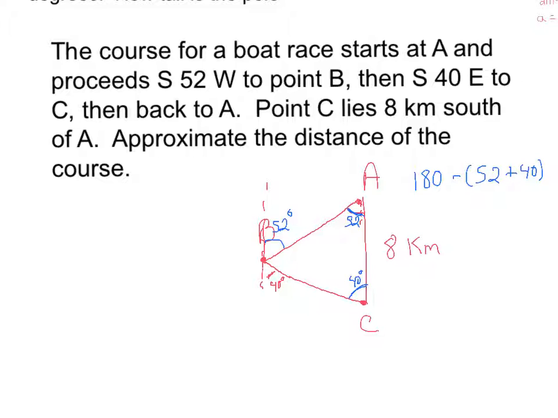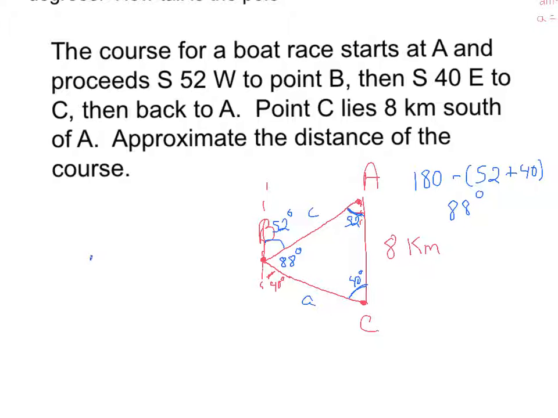But this turns out to be 88 degrees. So a couple of different ways you could have figured that out. 88 degrees. All right, so if we know that, we need to find side C and we need to find side A if we want to find the total racetrack or the total course, approximate distance of the course.